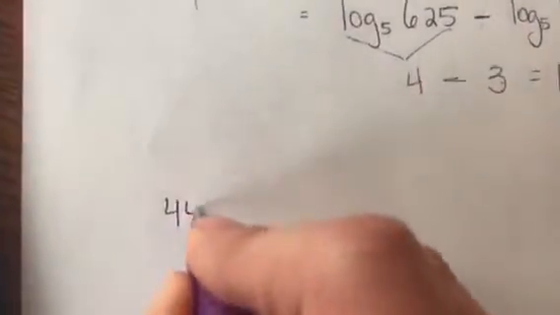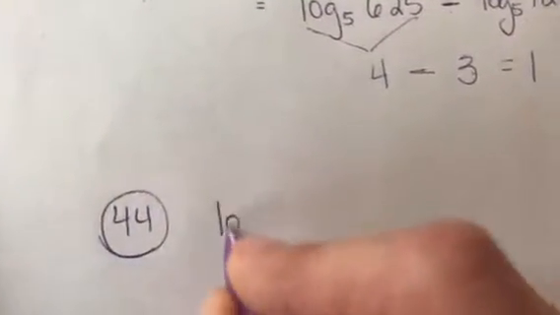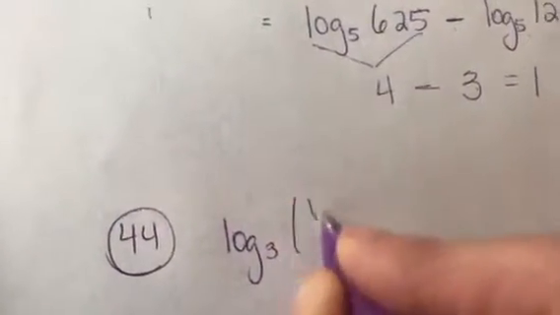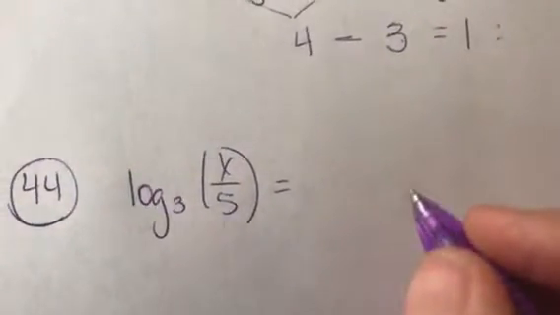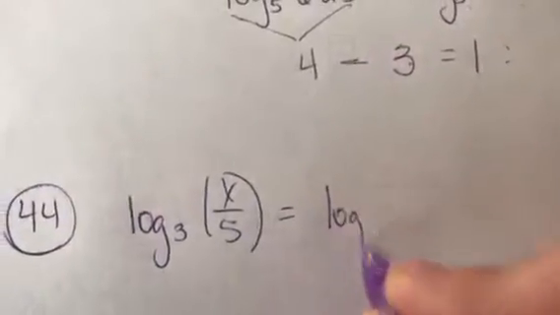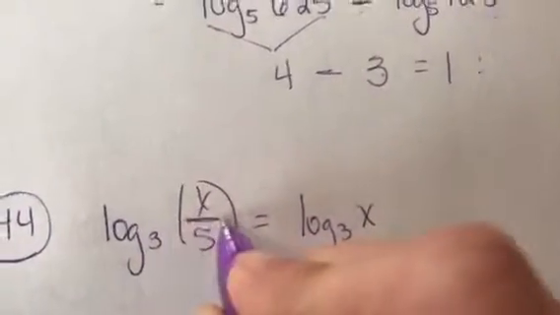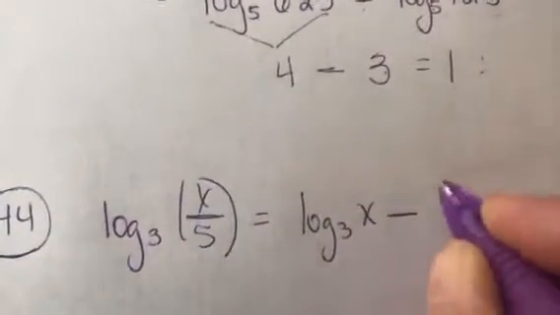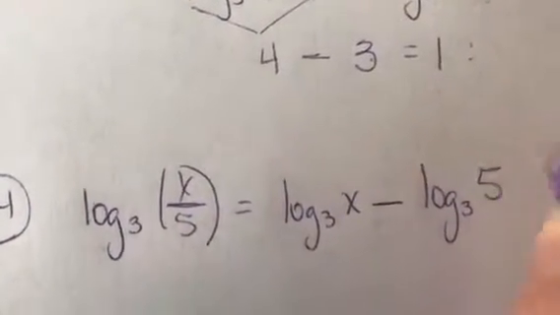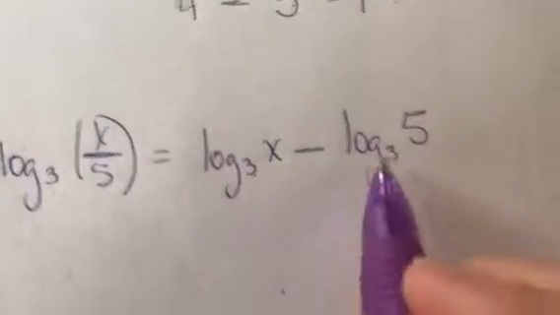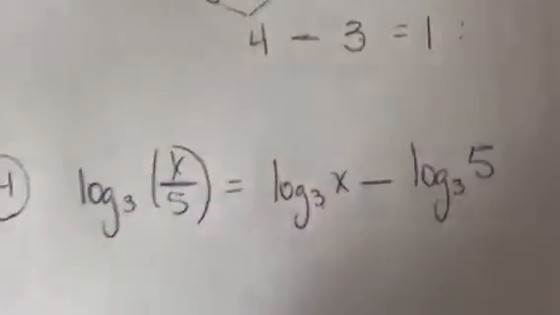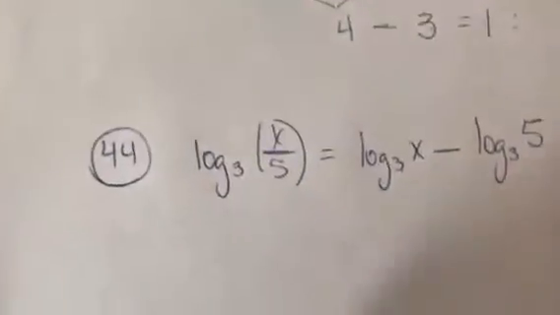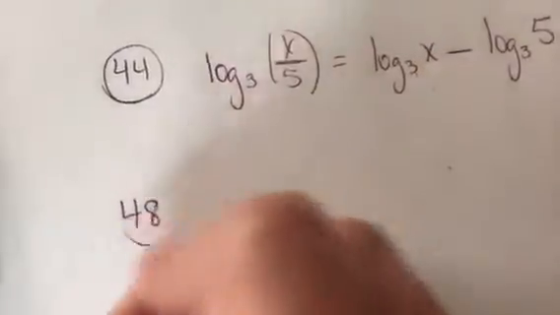Okay? So let's do number 44 real quick from your packet. It says log base 3 of x over 5. And it wants you to rewrite this as a sum or difference, which means a subtraction of logarithms. So I could write this log base 3 of x, and since I'm dividing, I can expand by subtracting log base 3 of 5. Make sure you don't forget to write your little base right here. I didn't have to earlier on number 46 because it had a base of 10, and you don't even have to worry about it.